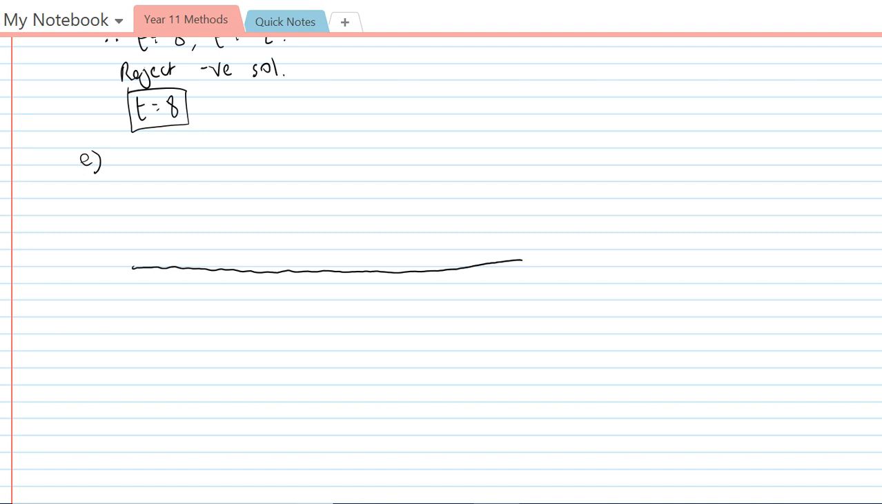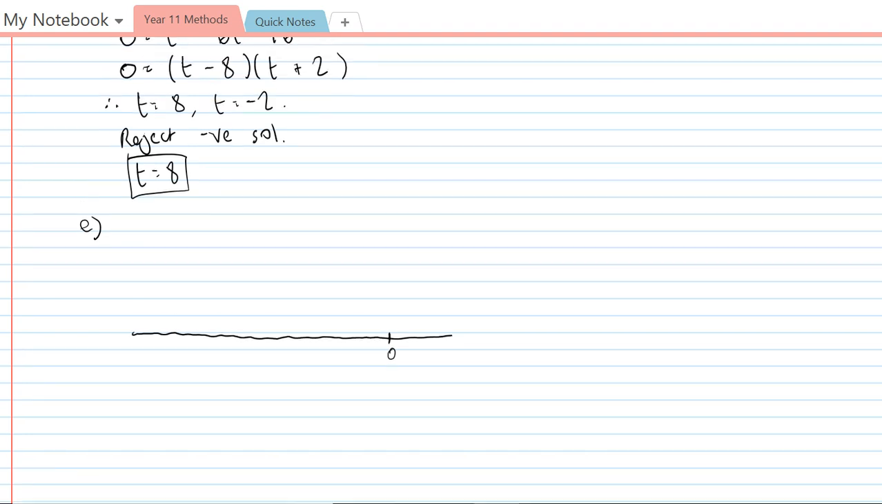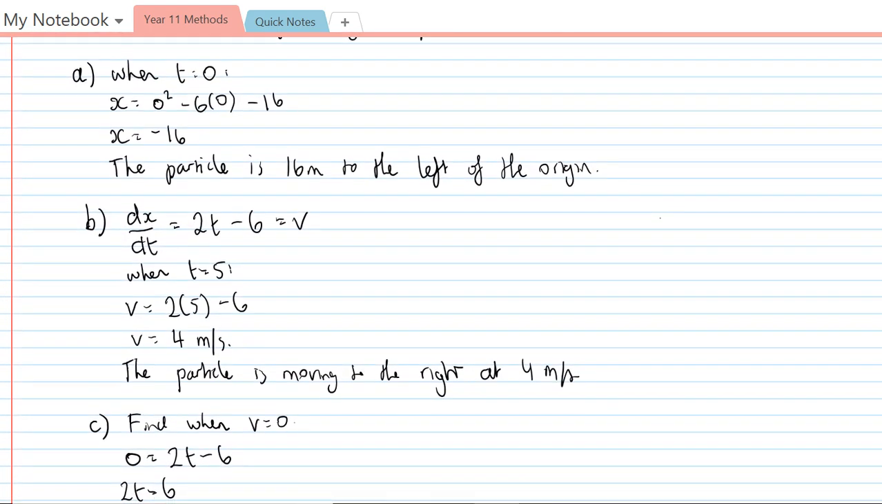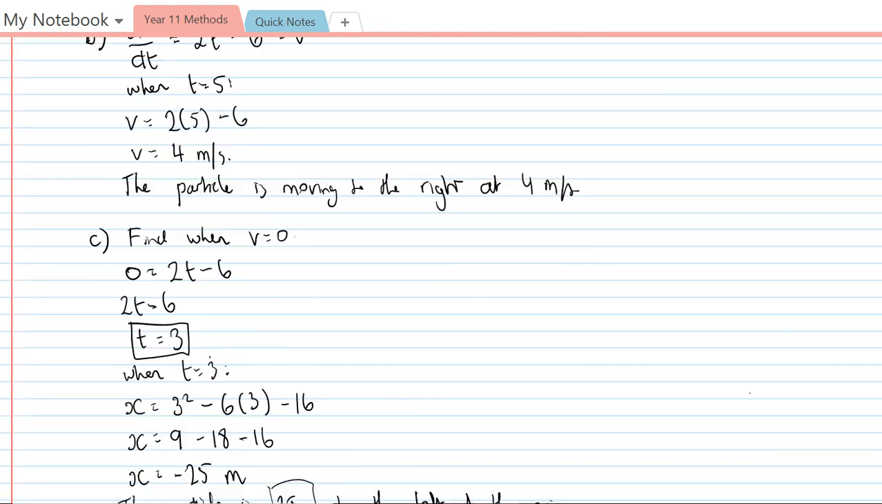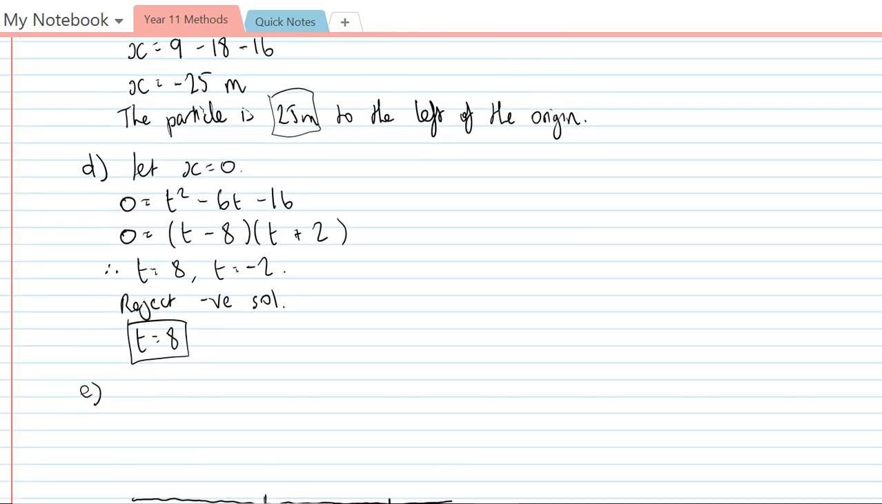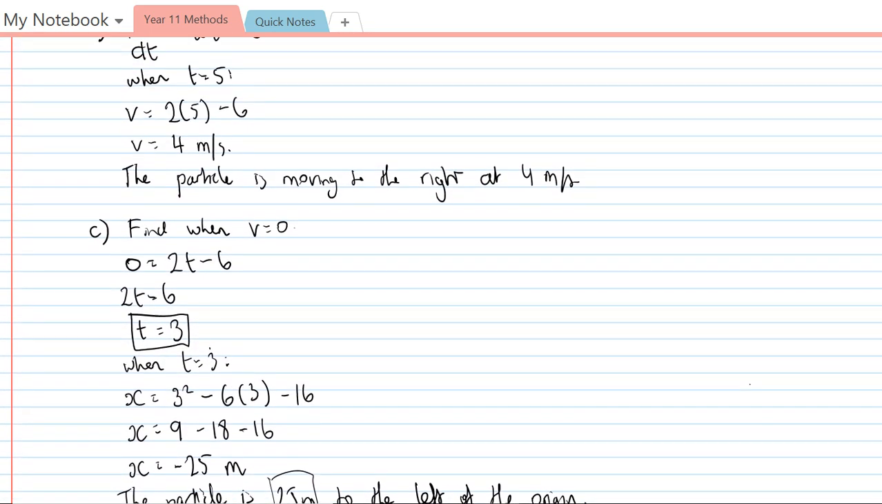Now, I might just get rid of that end of the line there. So, we have some kind of origin point, we'll call it 0, okay? Now, we know that initially the particle was, what distance? 16 meters to the left of the origin. And so I'm going to mark that on the graph. So negative 16 there.